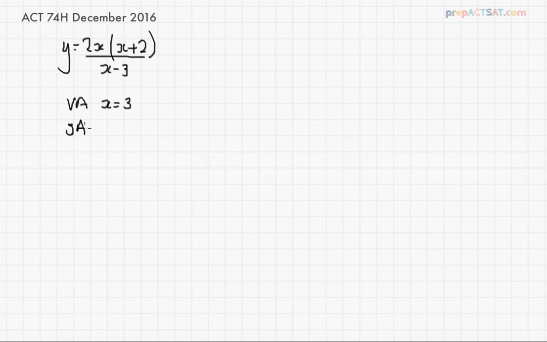So, okay, this graph also has a slant or oblique asymptote, and that happens because if we just expand this, so we get 2x squared plus 4x, we see that the numerator is 1 degree higher than the denominator, and that gives us the condition for the slant asymptote. The way that we find that is to do a bit of polynomial long division. So we need to re-express this function as a linear function.